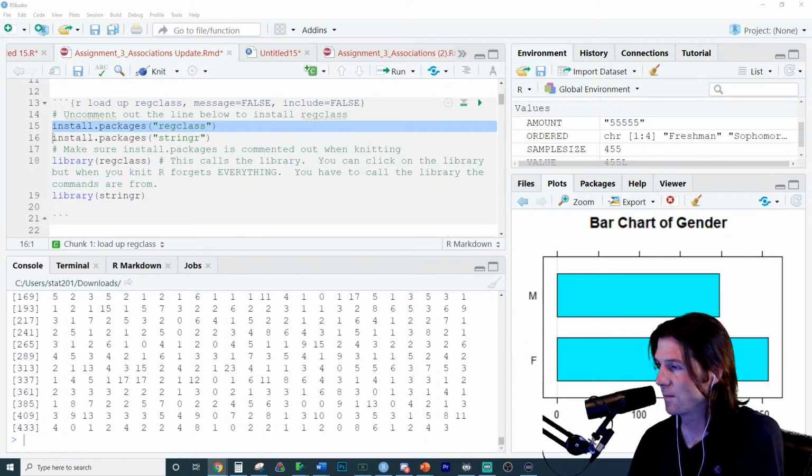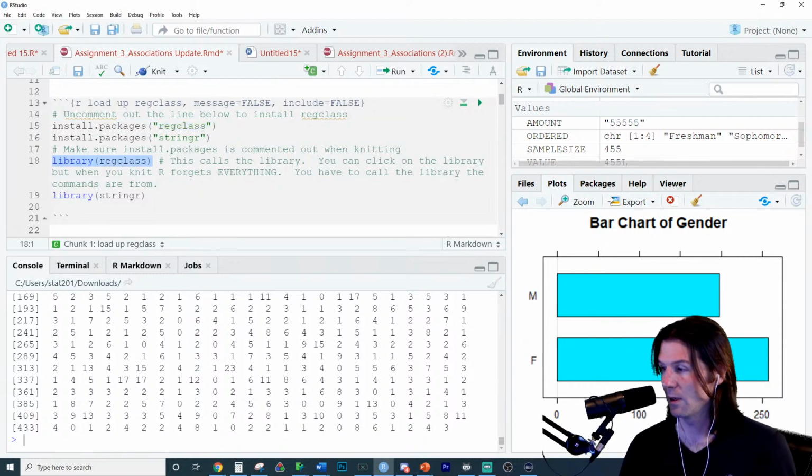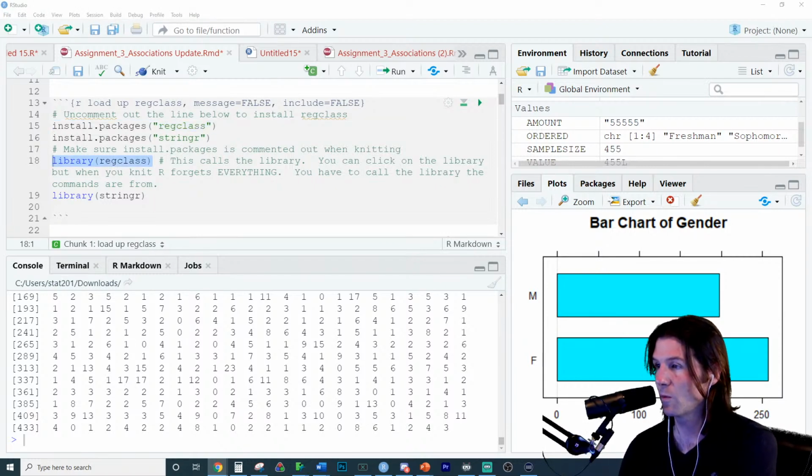It looks to be something. Typing URL, type application zip, length. Oh, maybe it downloaded it. It might have downloaded it. I want you to try this right now. Try running library reg class because it might have downloaded it. The text will be in red.